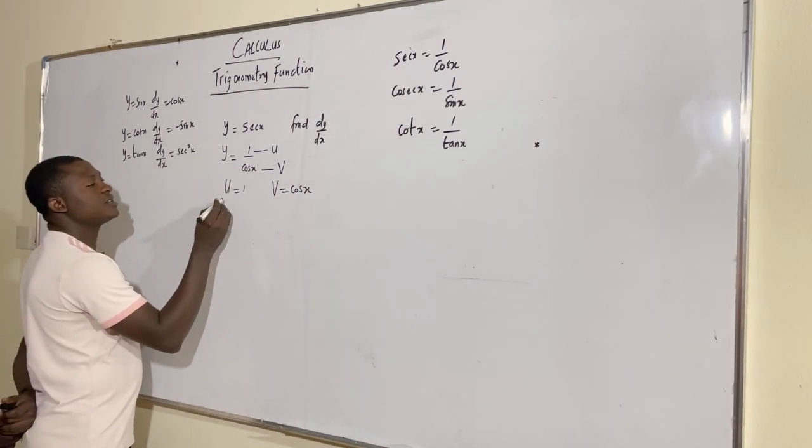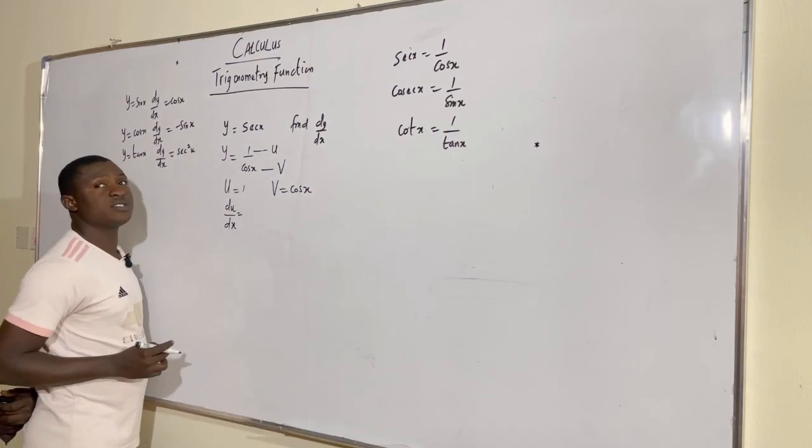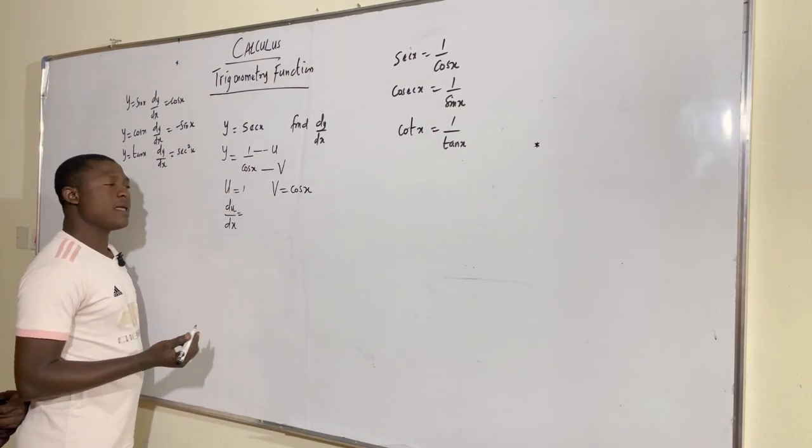So now u, and that is du/dx. Normally we know the differential of a constant is always what? Always 0.